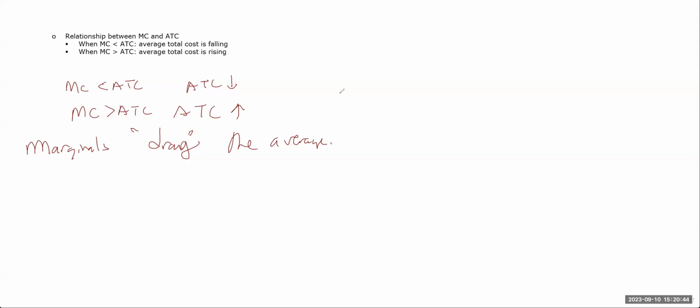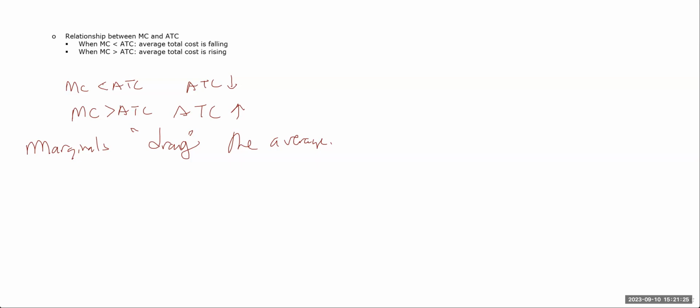Now I'll explain it in a term that most other people will understand: GPA. Let's say you're a sophomore, you've taken so many classes, and your current GPA is 3.5. The score you get in this class is your marginal contribution to that GPA. If you get an A in this class, what happens to your GPA? It goes up, because 4.0 is greater than 3.5. If you get an F in this class, 0 is less than 3.5. What happens to your GPA? It goes down. Marginals drag the average.